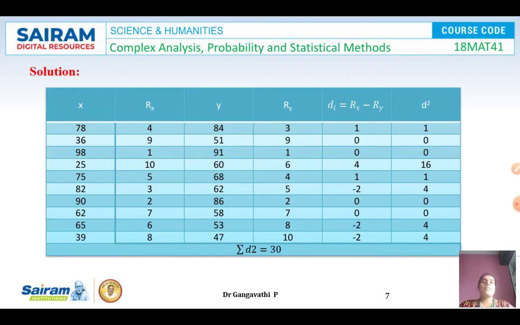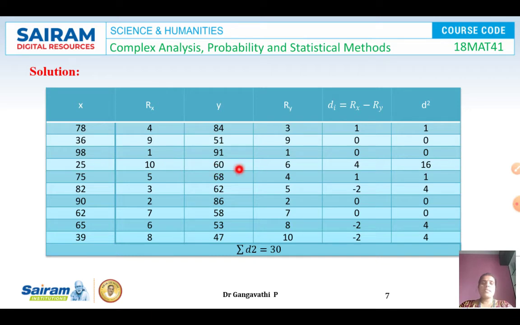Now we have to find the difference in the ranks. So di is Rx minus Ry. So Rx values have been tabulated here, Ry values are tabulated here. So Rx minus Ry, 4 minus 3 gives you 1. 9 minus 9 gives you 0. 1 minus 1 gives you 0.